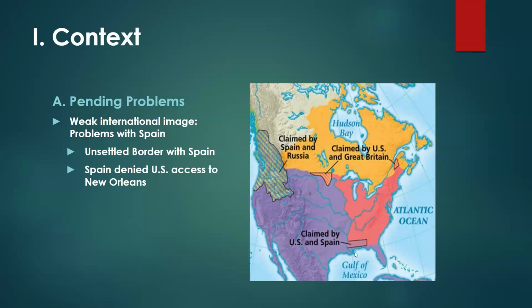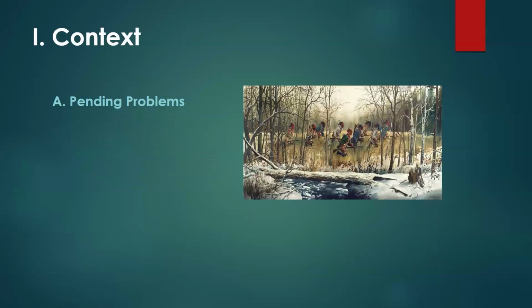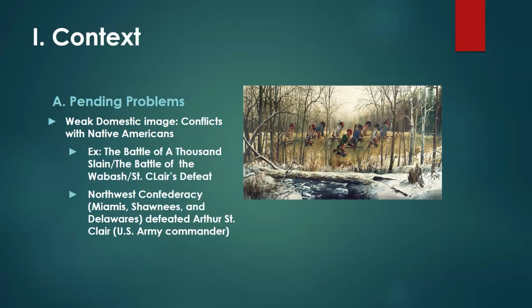Remember, both with their problems with Britain and their problems with Spain, under the Articles of Confederation, the U.S. had no army that could do anything about this, and their federal government was too weak to really do anything about this either. There were also some pending problems from the Articles days in terms of a weak domestic image, okay? So there were still conflicts with the Northwest Confederacy in that old Northwest territory as the U.S. was trying to move into that territory there in the Northwest.